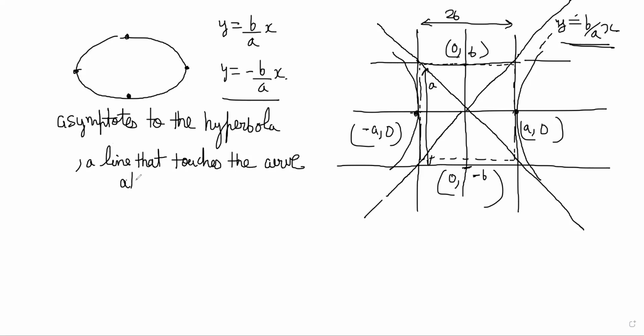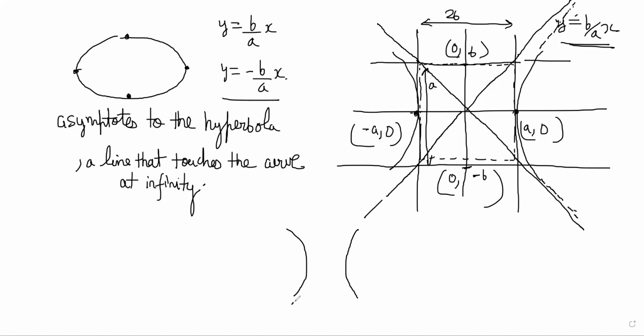What is the meaning of that? Touches the curve at infinity. It means that it will not touch the curve ever at a finite point, but it is getting closer and closer to the curve as you go away to infinity. Okay. So basically, there is no intersection.